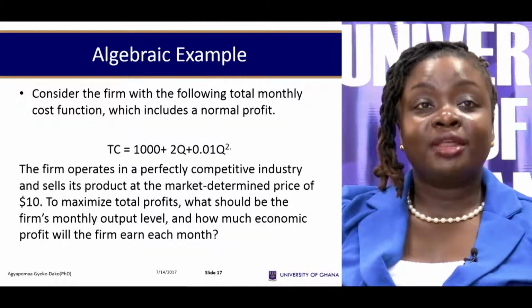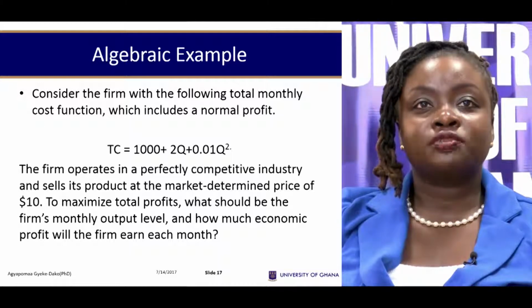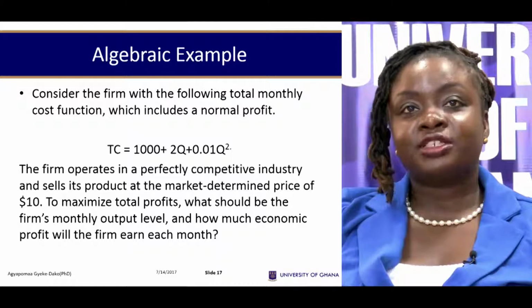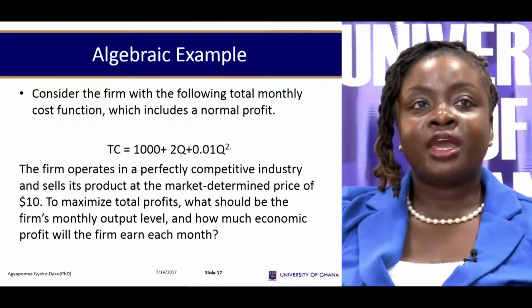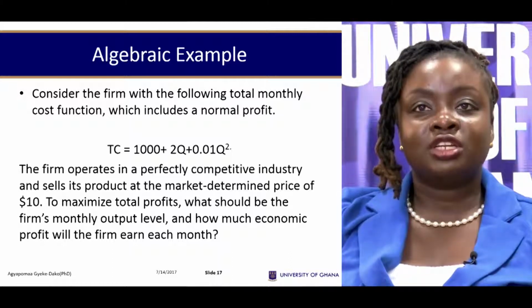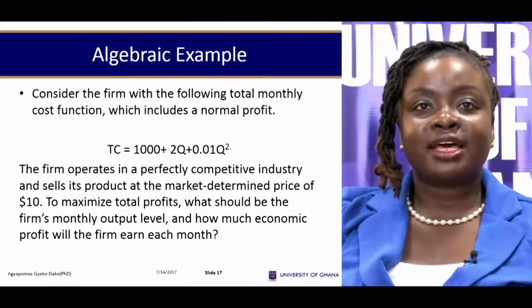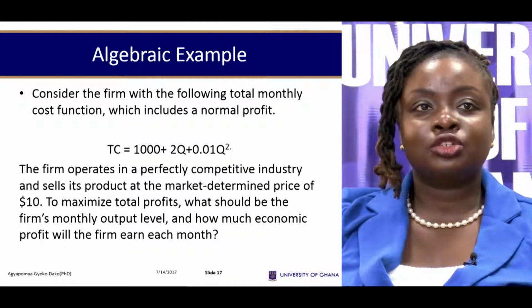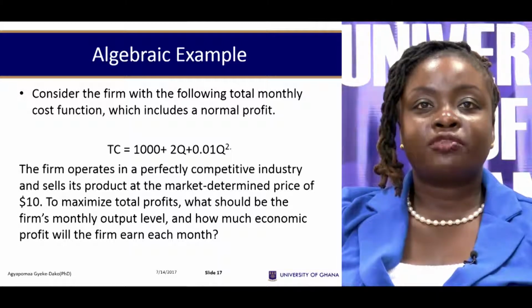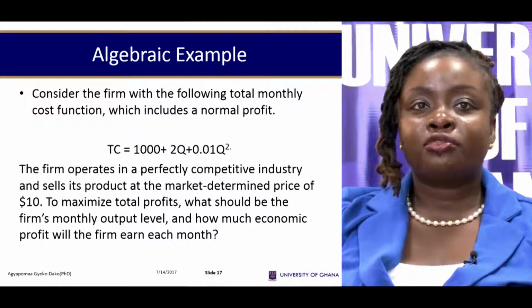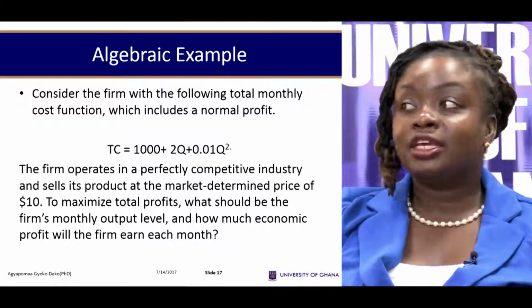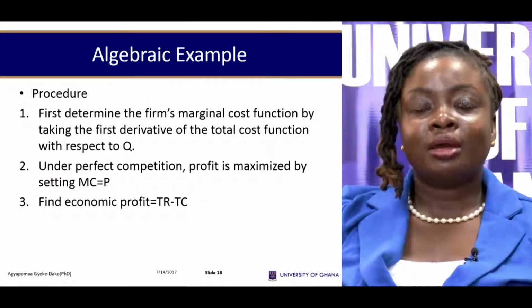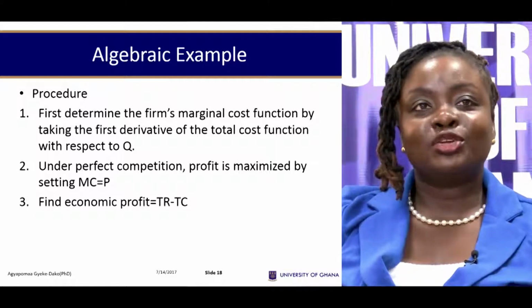So I've given you a mathematical example here. Consider the firm with the following total monthly cost function, which includes the normal profit. Total cost equals the function that you have over here. The firm operates in a perfectly competitive industry and sells its product at the market-determined price of $10. To maximize total profit, what should be the firm's monthly output level, and how much economic profit will the firm earn each month? This is the procedure you need to follow.